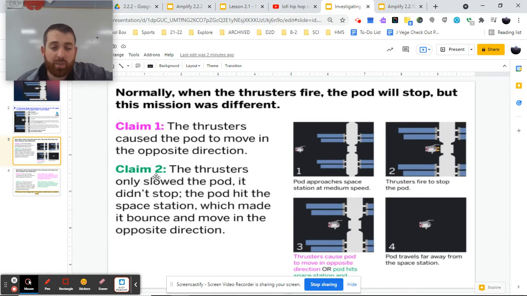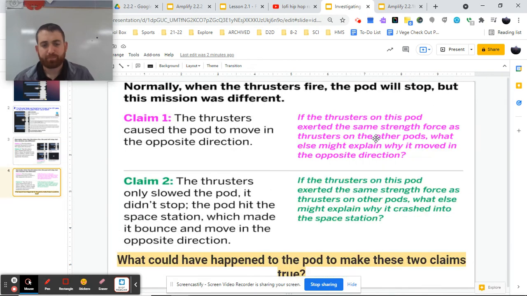The other claim we have is that the thrusters only slowed the pod, it didn't stop the pod. The pod hit the station, which made it bounce off in the opposite direction. So same kind of beginning: approached, thrusters fired as normal, but now it's saying that the thrusters only slowed it, didn't stop it, it hit the space station, and now in time 4, it's moving far away. So we need to think of how these claims would be true.